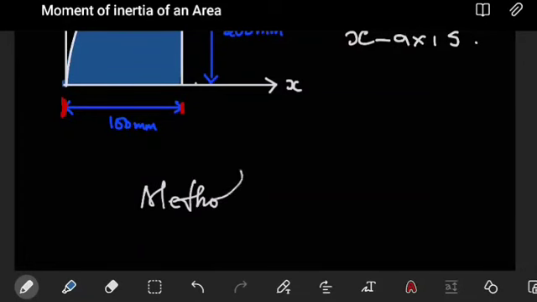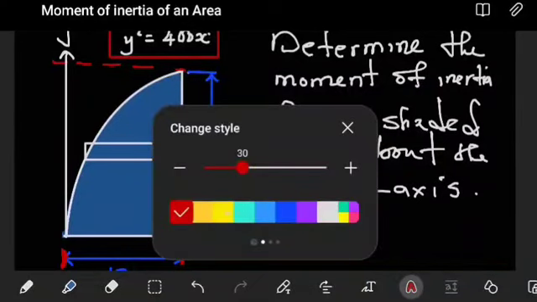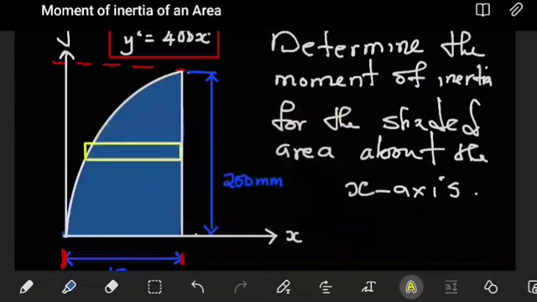In the first method, we'll pick a section that is horizontal. So pick a differential section that runs from here in this way, coming down all the way up to there. So we'll pick a rectangular section like that. They just colored this so that it stands out. So this is the section that we have selected.